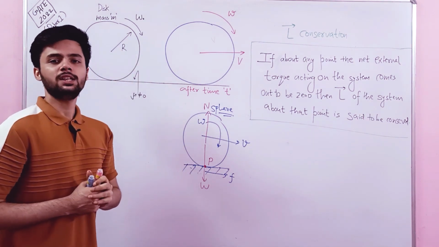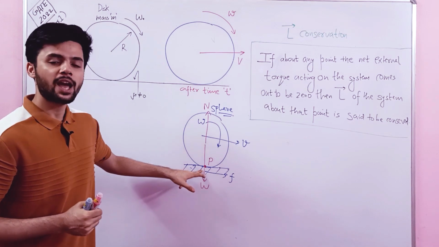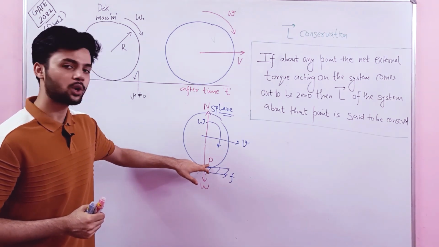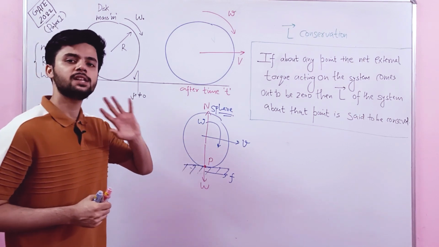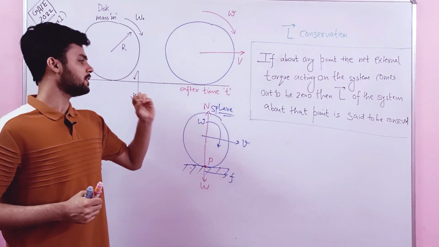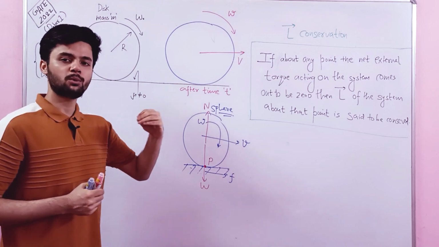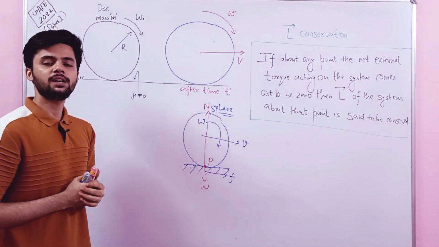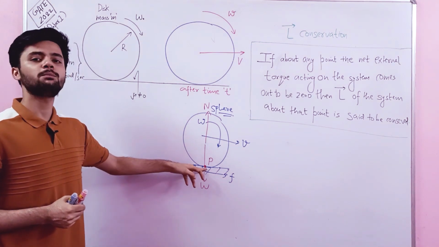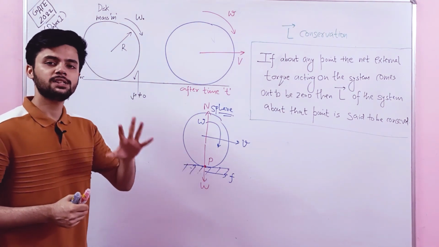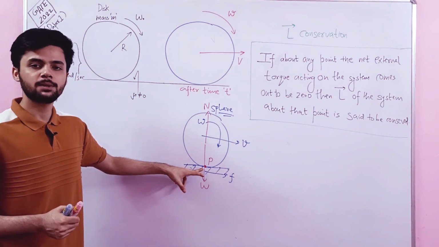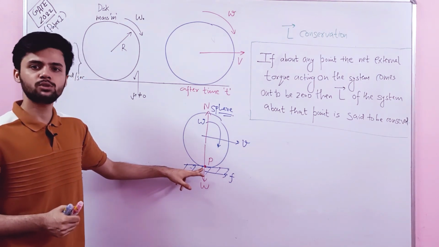So in a rolling body, you can always apply angular momentum conservation about what point? About the bottommost point. Whether friction is acting or not, whether the body is in pure rolling or the body is skidding, you can always apply angular momentum conservation about the bottommost point. So remember this statement and always apply angular momentum conservation about the bottommost point.